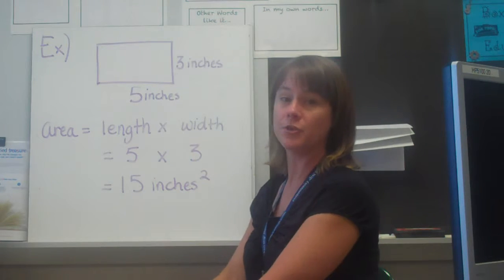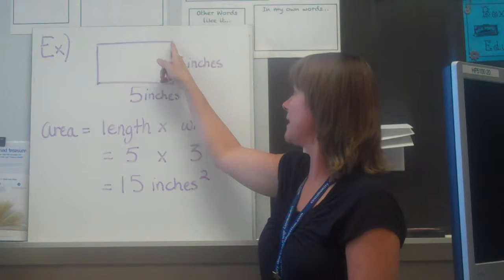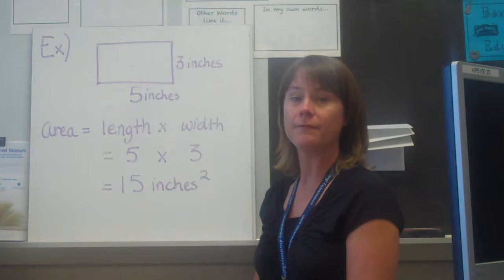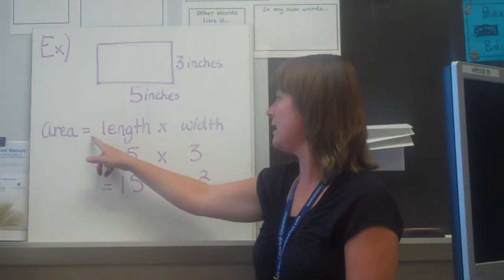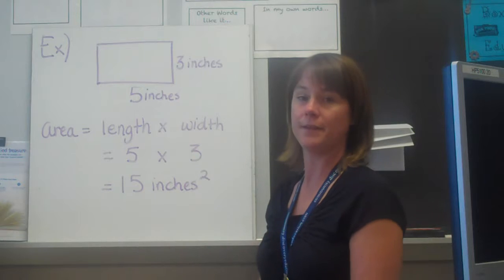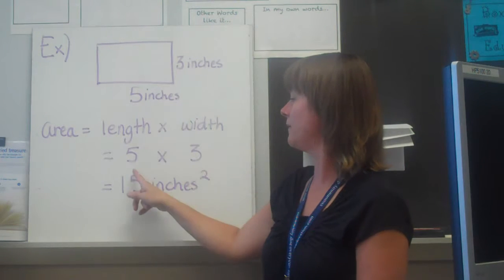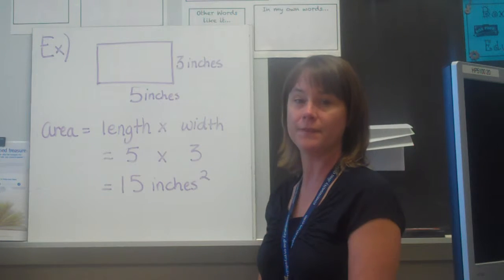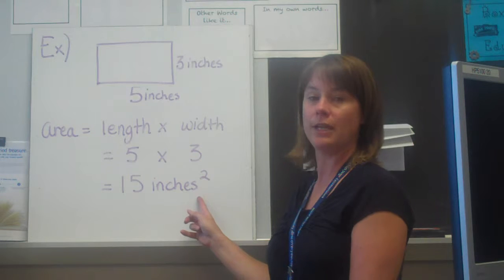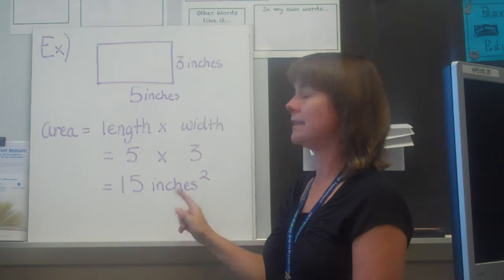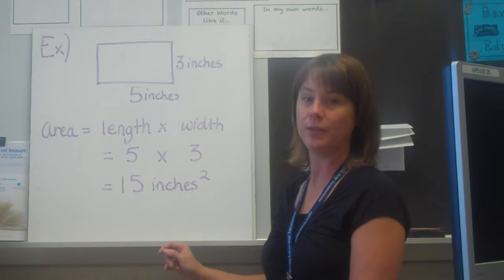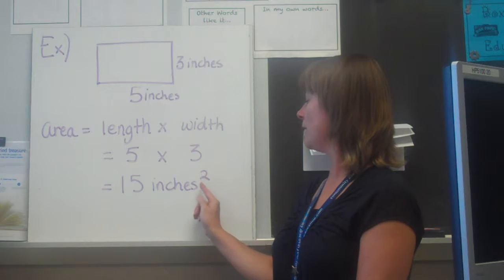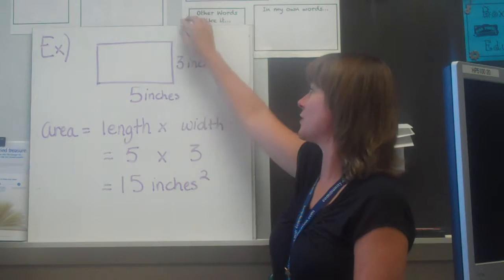An example, and I do want you to put this example in your notebook. If we had a side that was 3 inches and a side that was 5 inches, we would use the area formula for a rectangle. Area equals length times width. In this case, 5 times 3. 5 times 3 is 15. Now remember your units. In this case, it's inches. Area is measured in square units, so it's 15 inches squared. That little 2 written above at the end stands for squared.